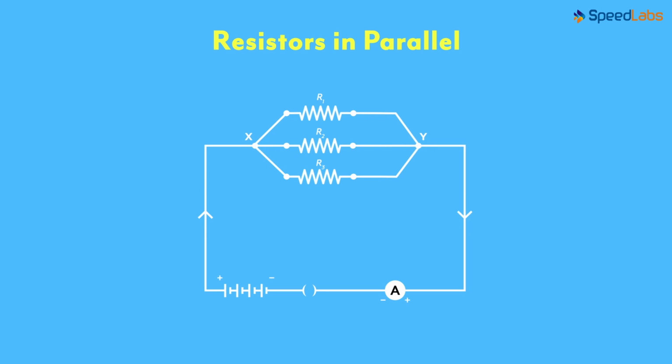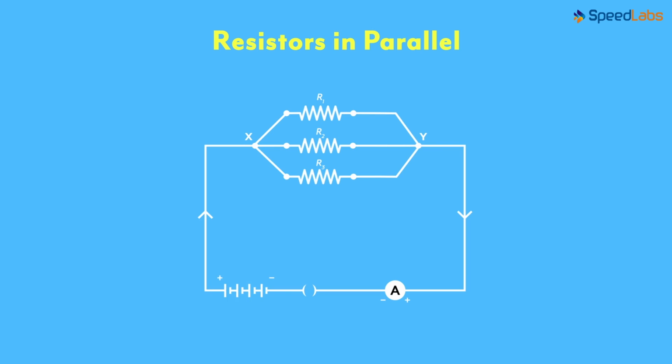Is there anything we can deduce? Remember, potential difference is always measured between 2 points. If the 2 points are common, it means the potential difference across each of the resistors will be the same. If you look at the circuit carefully, you will notice that the points X and Y are common not only for each of the resistors but also for the battery.